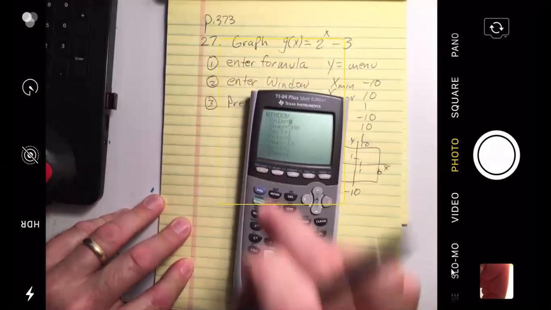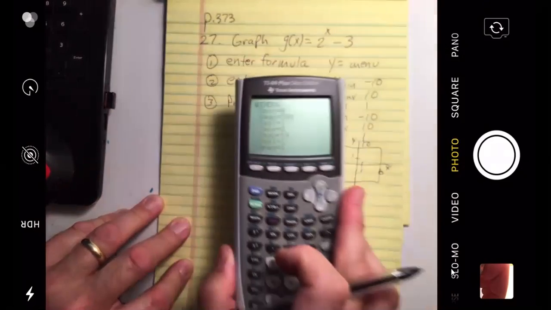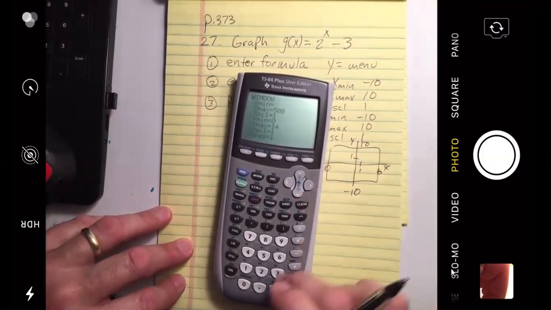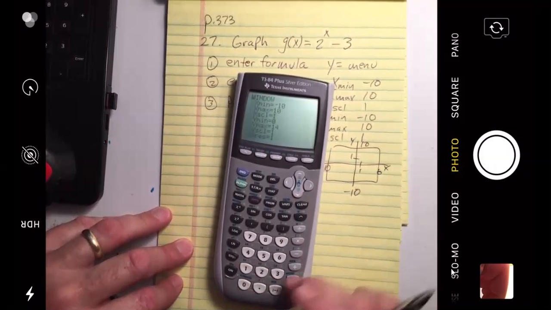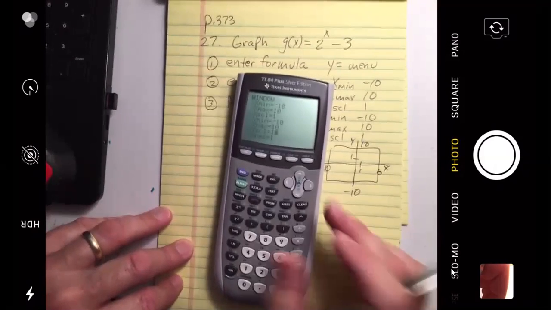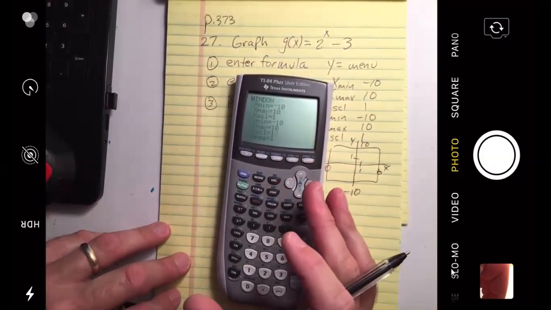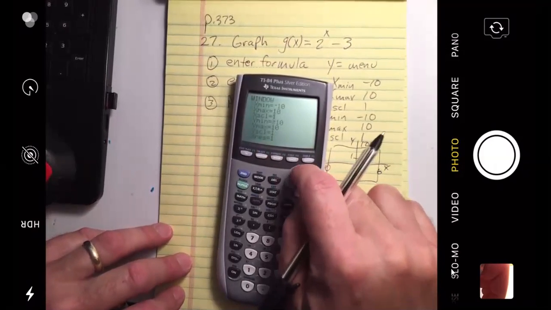Okay, I then go to window. And I've got a crazy window in. So I go negative 10, 10, 1. Oh boy, got to get down. Negative 10, enter, 10, enter, 1, negative 10, 10, 1. This is such a standard window. Actually, you can do it quicker with Zoom 6, I believe. Let me show.